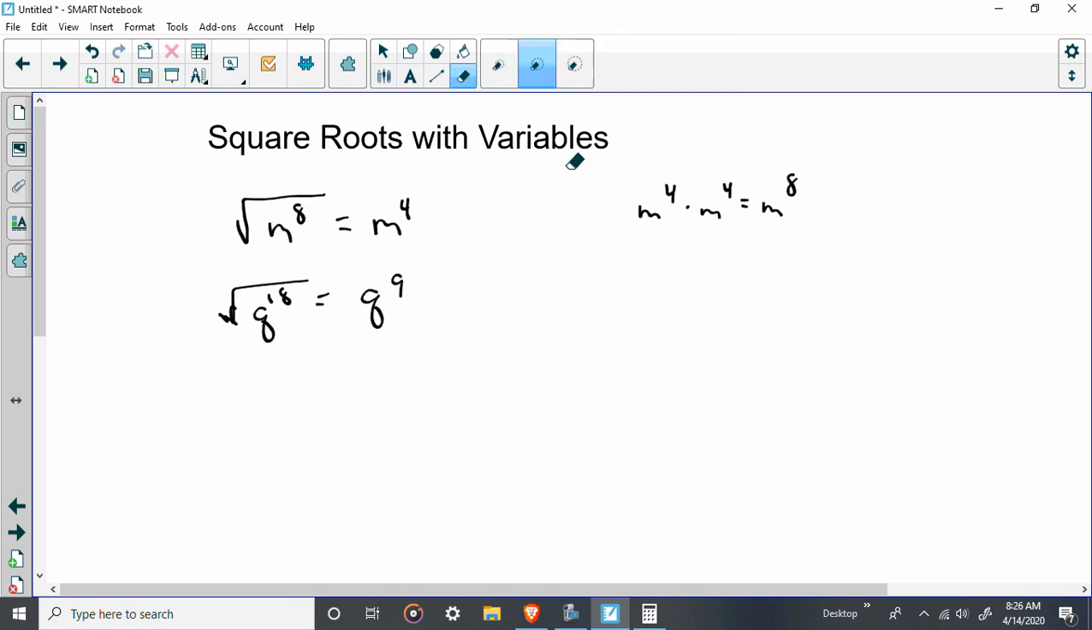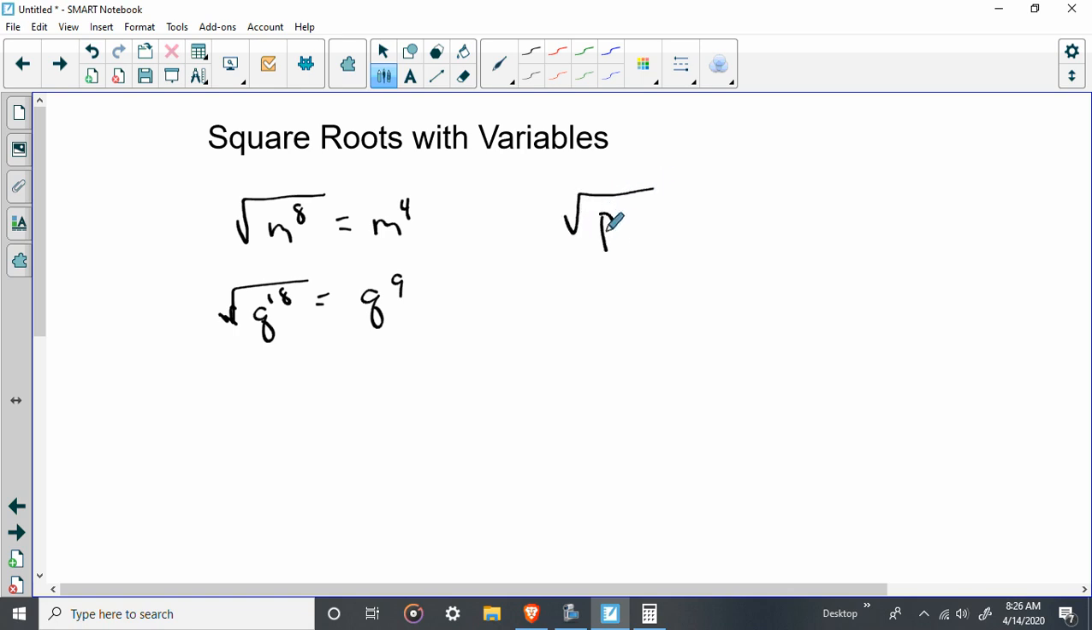The only difference we're going to have is what if there's an odd number. Well, odd numbers are not divisible by 2, right? We can't divide an odd number by 2, so we're going to have a remainder. Now, I know we haven't been talking about remainders for a while. So what if I said p to the 5th? Well, p to the 5th divided by 2 is going to be 2 with a remainder of 1, right? 5 divided by 2 is 2, and we have a remainder of 1.